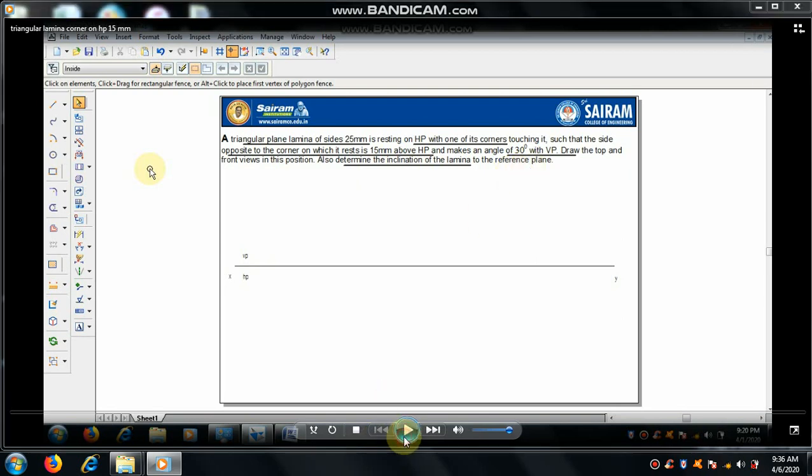Okay, now, starting, we have to draw the XY line with 0.13 mm thickness and mark X, Y, VP, HP. Then we will draw the triangular plane lamina of 25 mm side. So 25 at 0°, 25 at 120°, 25 at 240°. Then we have to keep the triangle on HP with one of its corners.